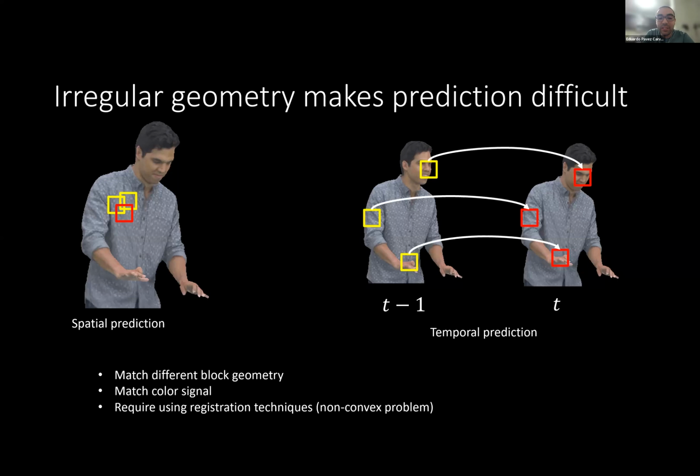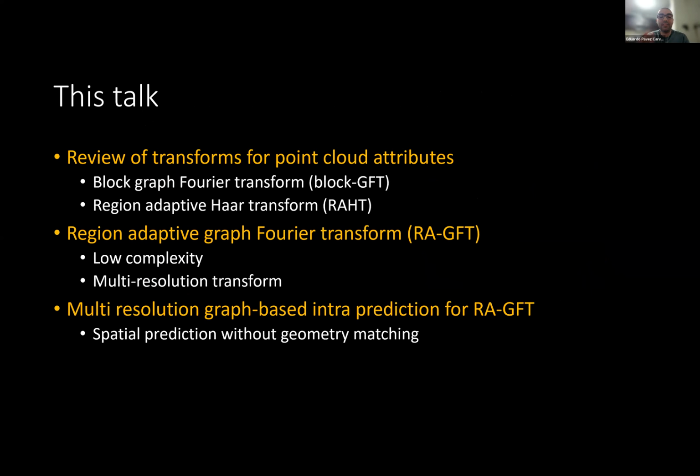And then what I'm going to be talking about is a little bit about transforms and prediction for point clouds, and how things are very different from what people have been doing for video. So first I'll introduce some transforms for point cloud attributes that people have proposed. One of them is called the block graph Fourier transform. Another one is the region adaptive Haar transform. And then I'm going to introduce our proposed region adaptive GFT. And then I'm going to talk a little bit about prediction combined with this transform, and a method for prediction that does not require matching geometry. Okay.